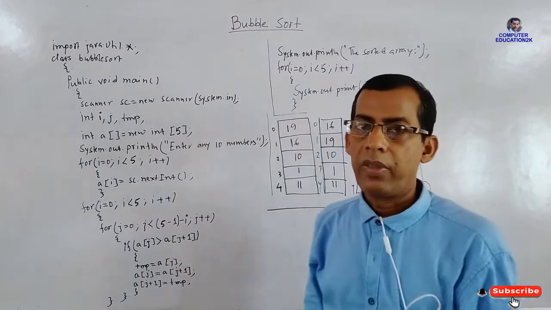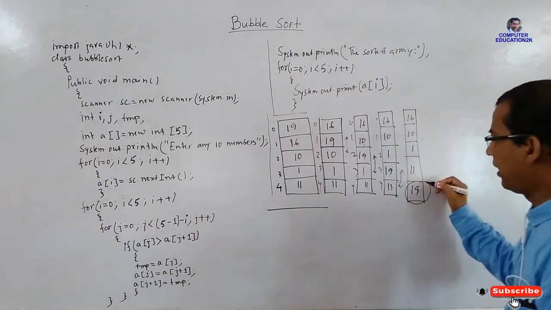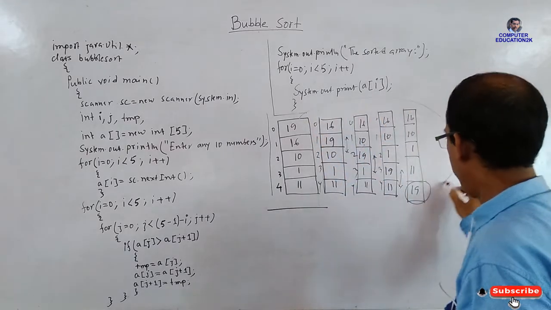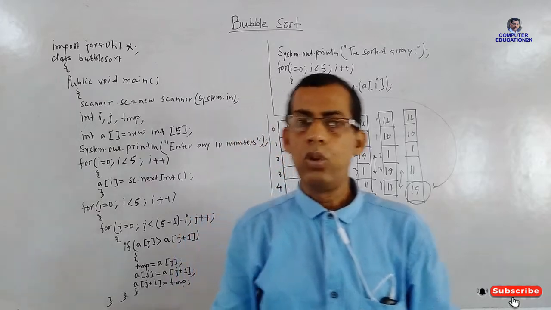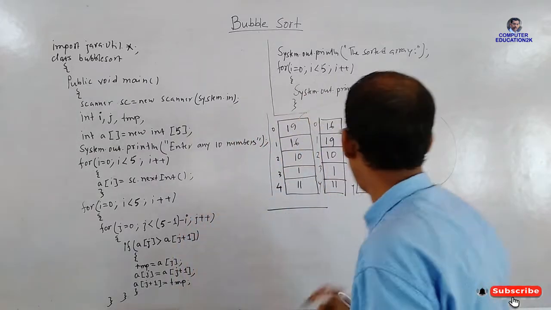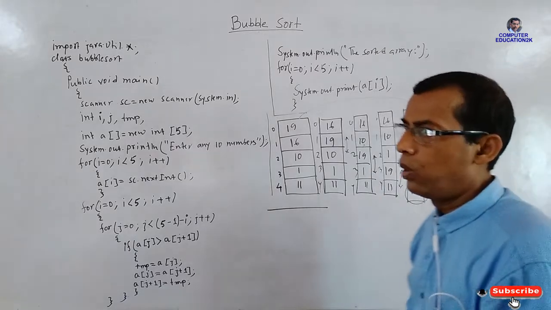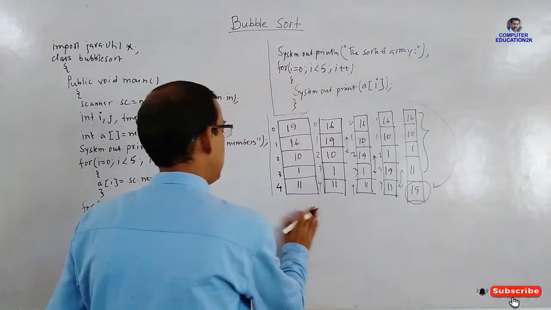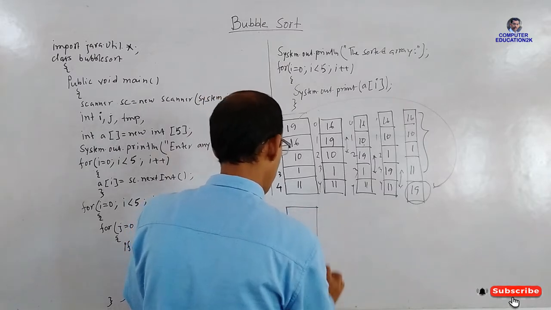19, the biggest value, the highest value, has been sorted and came down. Now the remaining values we will sort again. The remaining values, from here to here, we will sort again. So I will again take the remaining values over here.